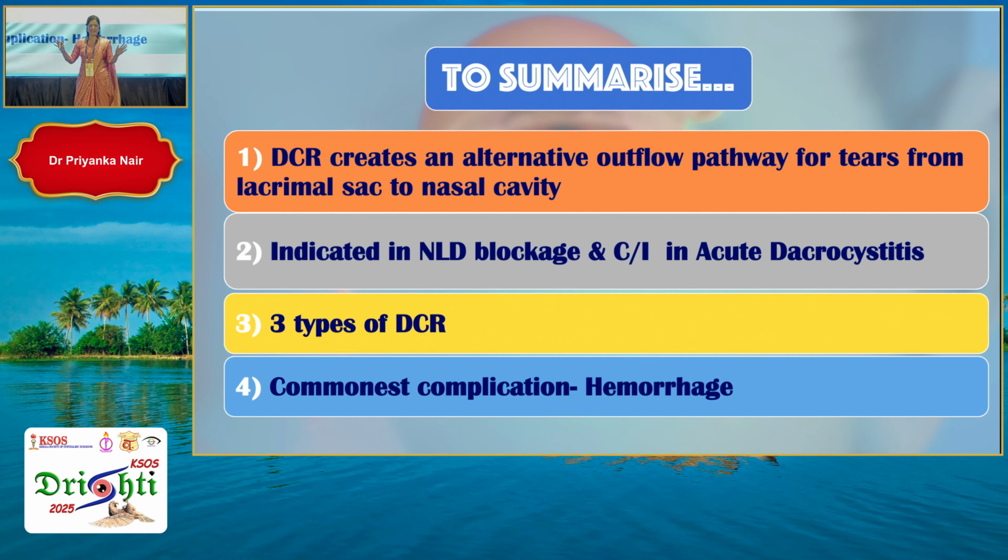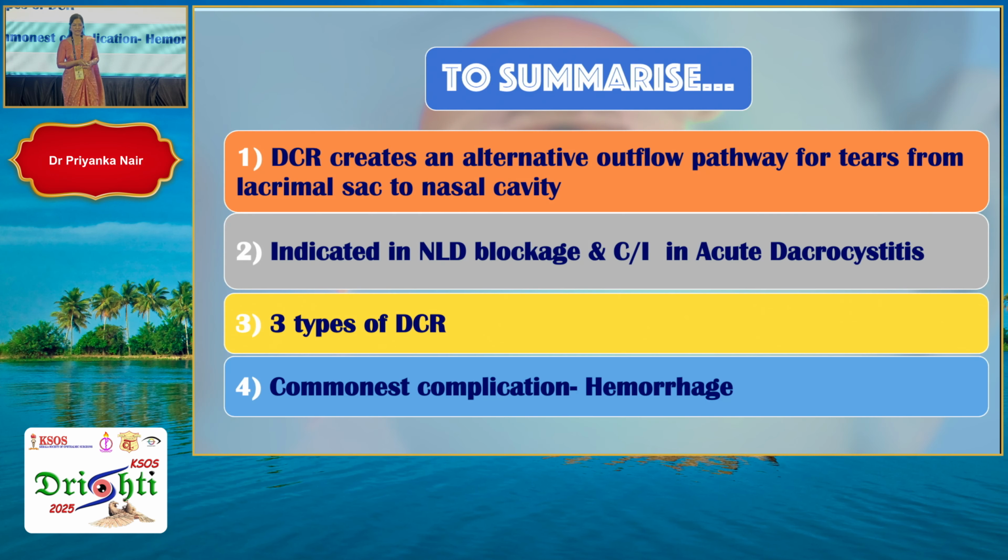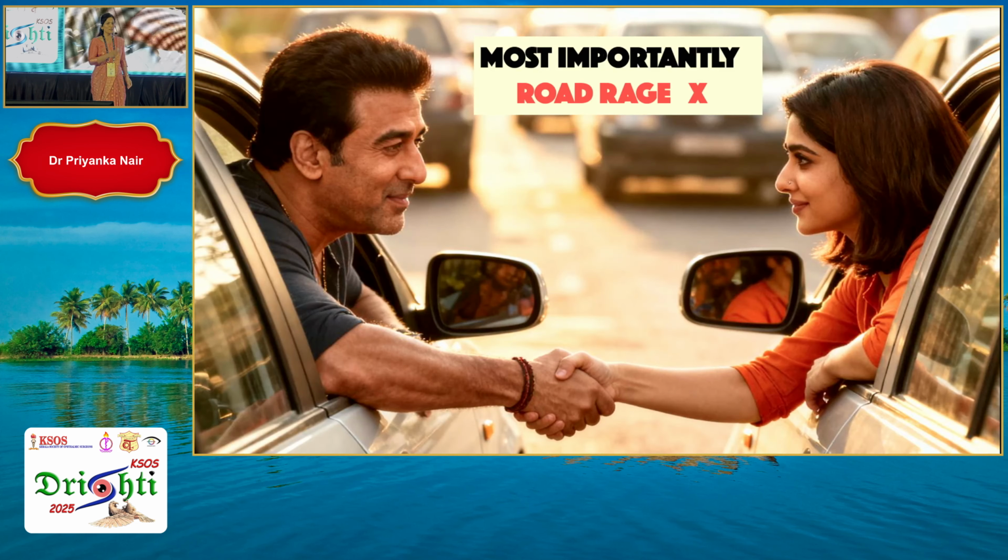Now let me summarize the class for you. So basically what does DCR do? It creates an alternative route for the heavy traffic of tears. It is indicated in nasolacrimal duct blockage, contraindicated in active infection. Basically 3 types of DCR and most commonest complication being hemorrhage. Most important take home message, whenever you are stuck in traffic, road rage is not the answer.